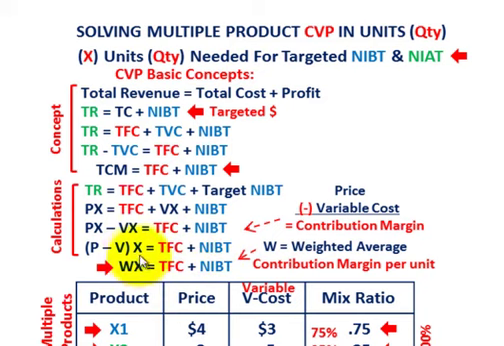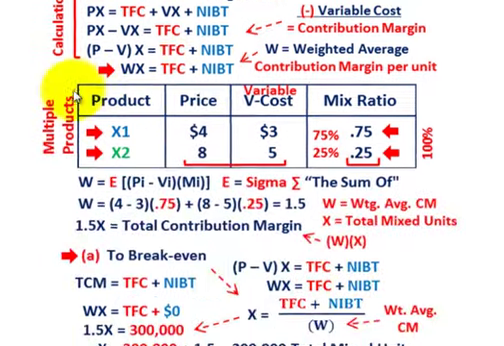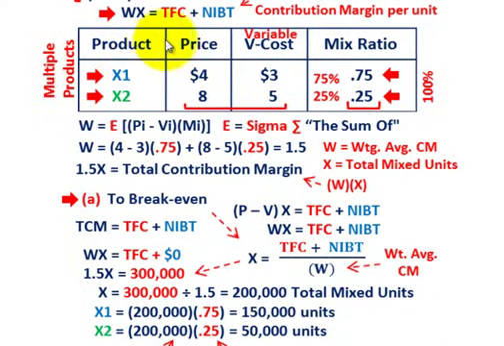So we can further break it down when we're working with these multiple products. This contribution margin, the difference between price and your variable cost, is going to represent our W. That's going to be our weighted average contribution margin on a per unit basis. So that weighted average contribution margin times some quantity equals our total fixed cost plus our profit that we're looking at.